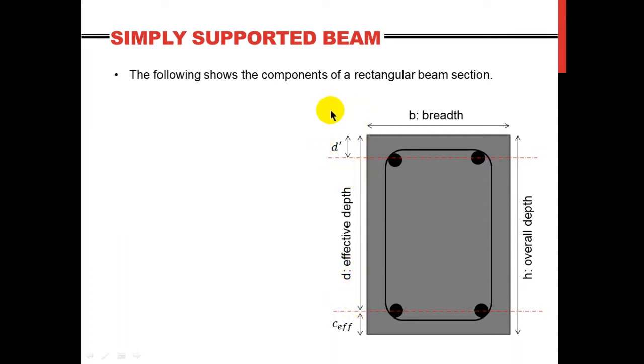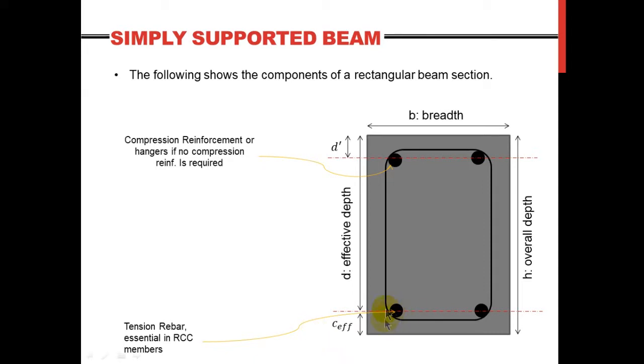D prime is the effective depth of the compression reinforcement. Alright, so this is of course the tension reinforcement at the bottom, and this is the compression reinforcement. But if you don't have any compression reinforcement, then these are going to be hangers. And of course we have the concrete. So this is the concrete, and the grade goes from C25 to C50. And we have the shear links, also called the stirrups.